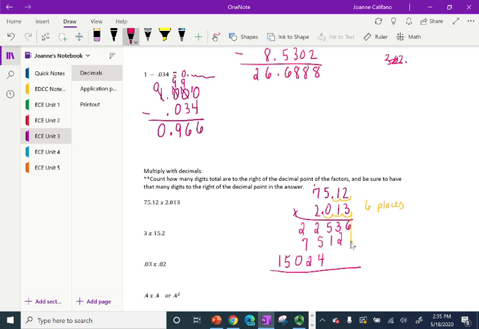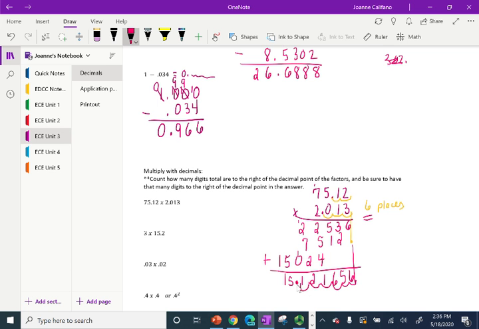Okay, add them all up. We have a 6. We have 3 plus 2. We're adding now. 5. 5 plus 1 is 6. 5, 9, 10, 11. Carry the 1. 7, 8, 9, 10, 11, 12. Carry the 1. 5. 1. So I said 6 places is what we have to move our decimal. Let's drop it down here and then move it 6 places. 1, 2, 3, 4, 5, 6.